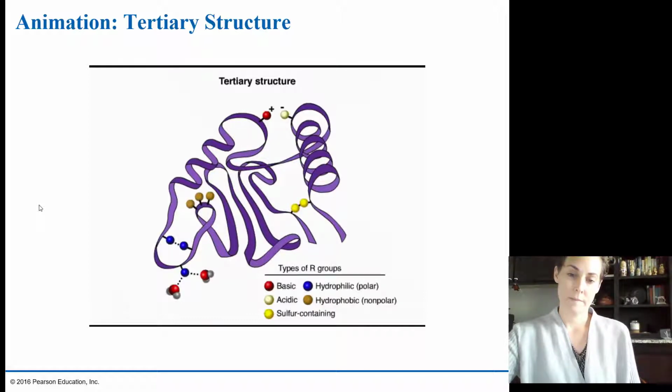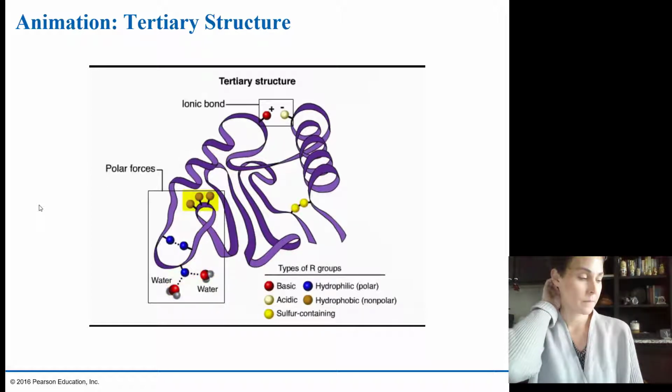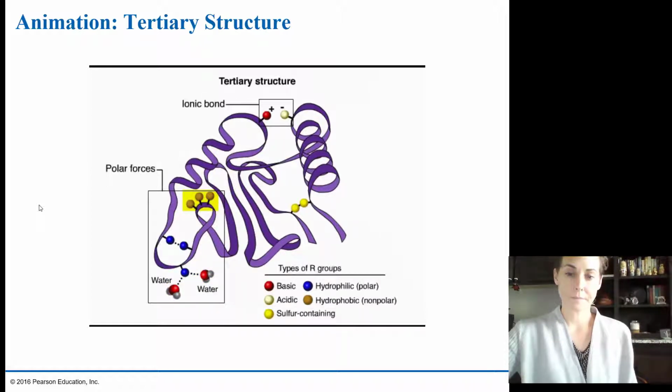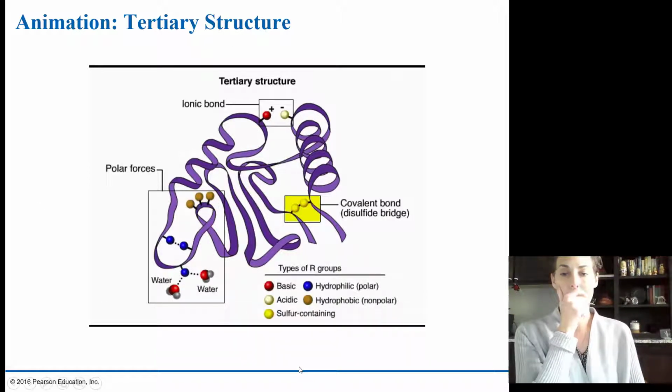Acidic and basic R groups ionize, and these positively and negatively charged groups may form ionic bonds. Polar forces also contribute to tertiary structure. Hydrophilic or polar R groups may hydrogen bond with one another or turn outward and hydrogen bond with the surrounding water. Hydrophobic, nonpolar R groups cluster on the inside of the protein away from water. Tertiary structure may be further stabilized by strong covalent bonds between sulfur atoms in certain R groups.